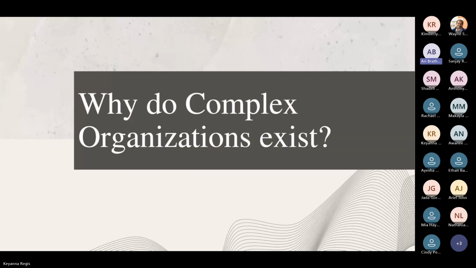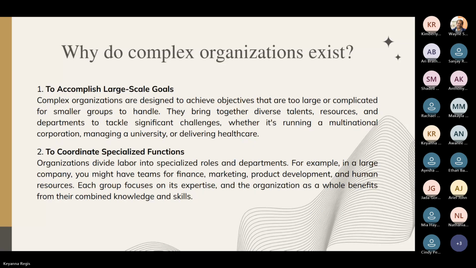Why do complex organizations exist? Organizations exist to accomplish large-scale goals. They are designed to achieve objectives that are too large or complicated for smaller groups to handle. They bring together diverse talents, resources, and departments to tackle significant challenges, whether it's running a multinational corporation, managing a university, or delivering healthcare. Number two, to coordinate specialized functions.